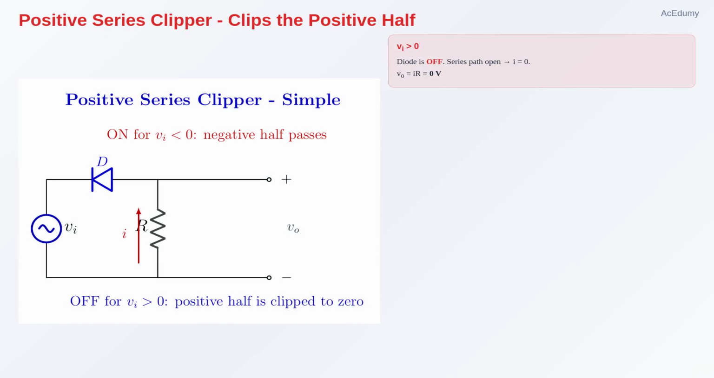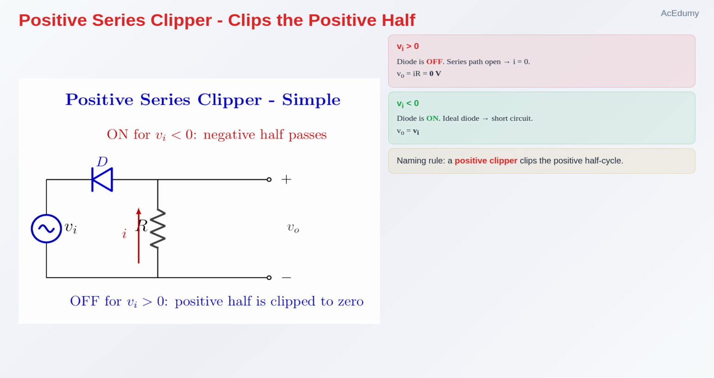Here is variation 1, the positive series simple clipper. The name can feel backwards at first, so keep the rule in mind. A positive clipper clips the positive half cycle. Look at the diode direction. When the input Vi is positive, the diode is reverse biased. It is off, so the series path is open. That means the current is 0. If I equals 0, then the resistor voltage is VO equals I times R, which is 0 volts. So the positive half cycle does not appear at the output.